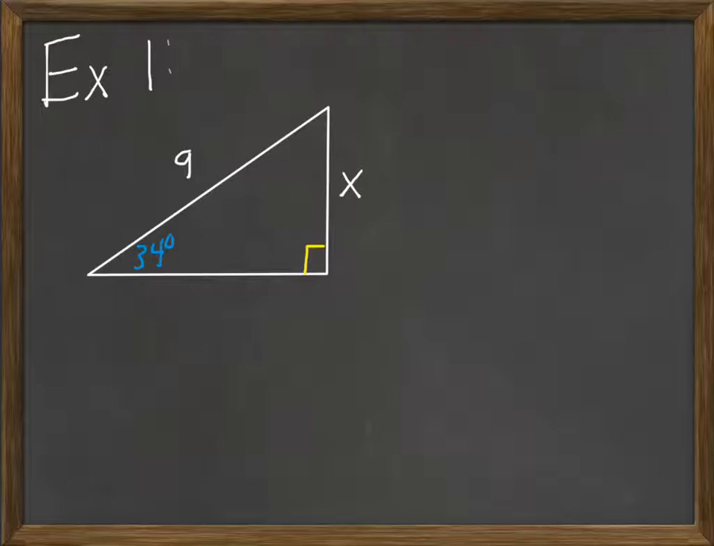Alright, let me walk you through the steps. The first step is to label the sides of the right triangle with opposite, adjacent, and hypotenuse. Okay? My x here is the opposite because it's across from the angle of 34 degrees. The 9 is the hypotenuse because it's across from the right angle.